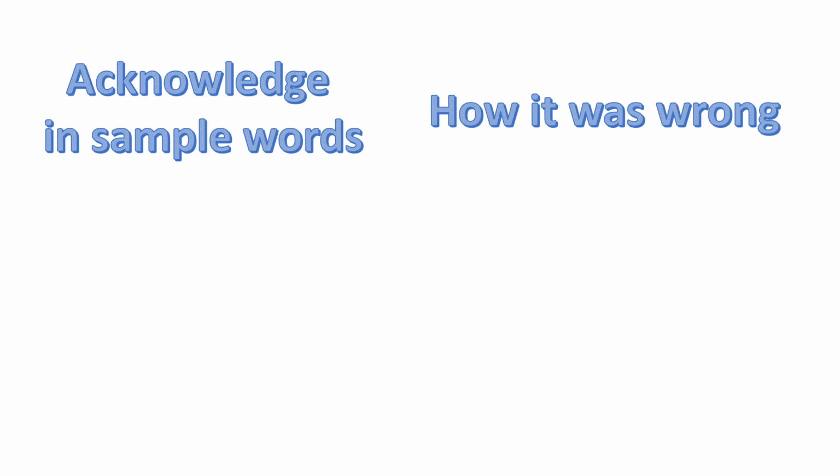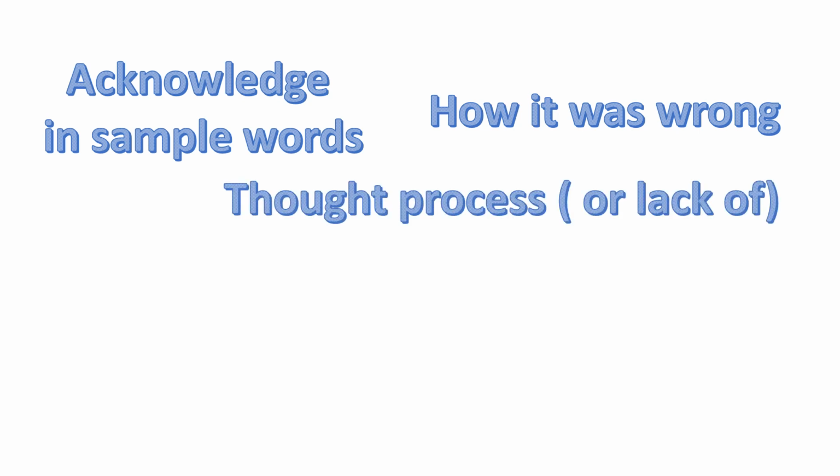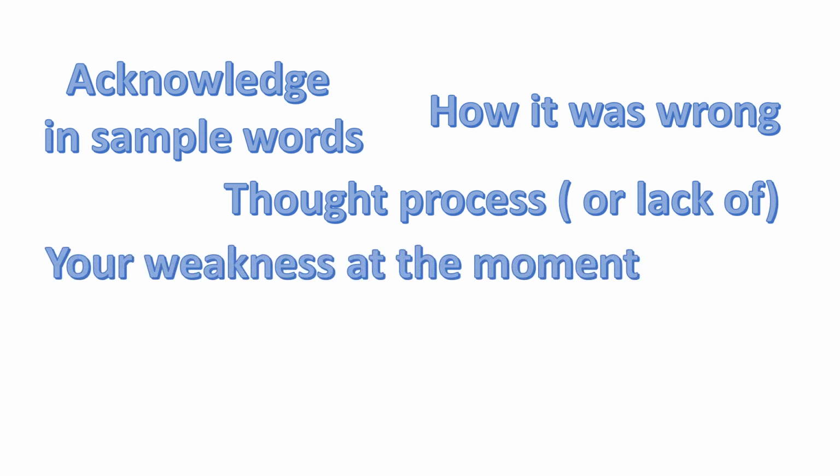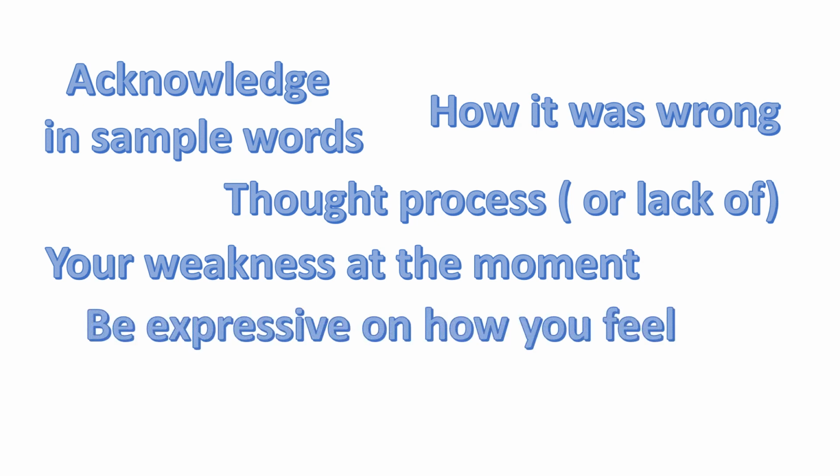Now for the second main course. After saying your apology, you're now acknowledging your actions in simple words. How it was wrong. What was your thought process or the lack of it? What were you thinking at the time? State your weakness at the moment. Were you being greedy? Were you not being considerate?